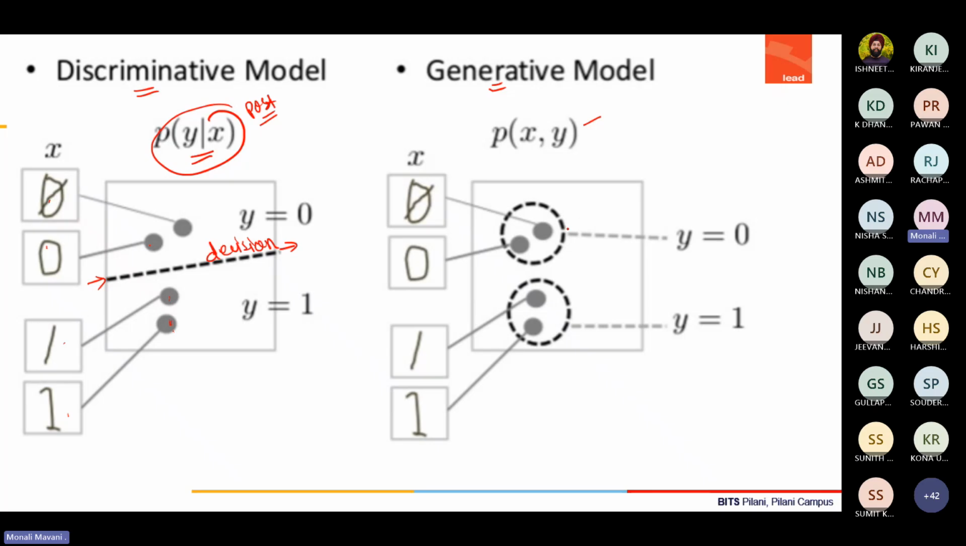But in case of a generative model, a probability distribution would be learned for each class. So this is the distribution curve for class 0, and this is the distribution curve for class 1. And then any data point coming within that distribution will be labeled as either class 0 or class 1. So again, this is another way of discriminating between generative and discriminative models.